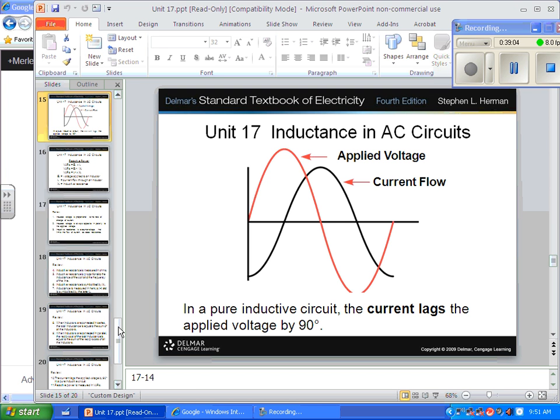Now, we talked about ELI, right? And here's your trick to remember ELI. The applied voltage, oh, look at that. The current is somehow, what is ELI? E, the voltage before?